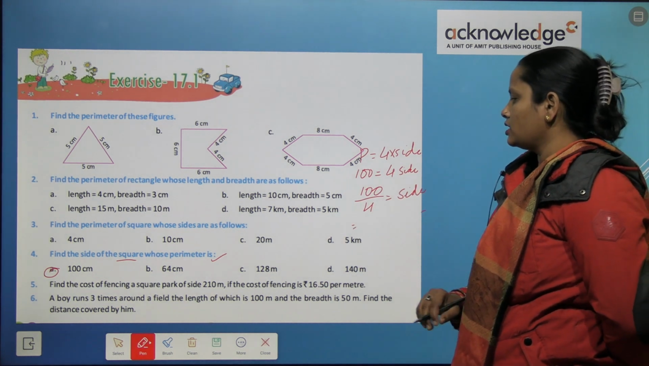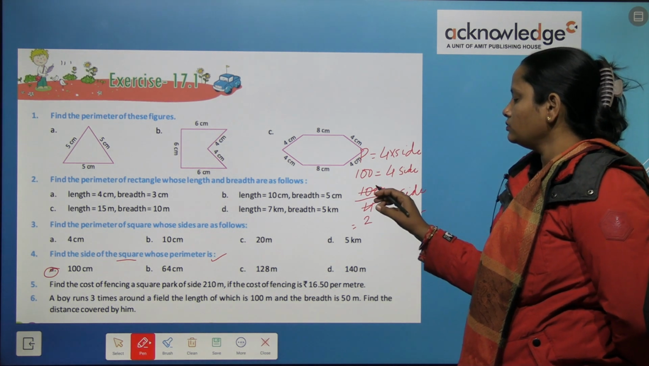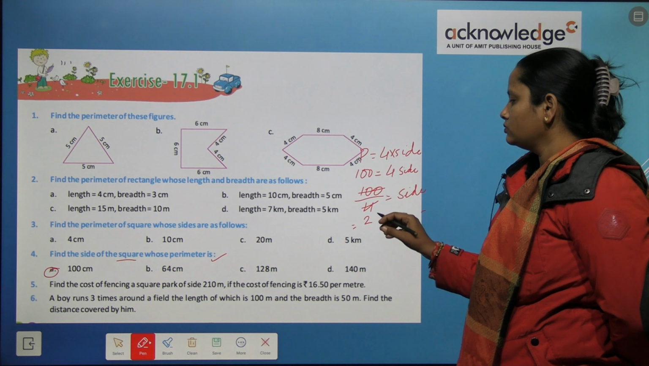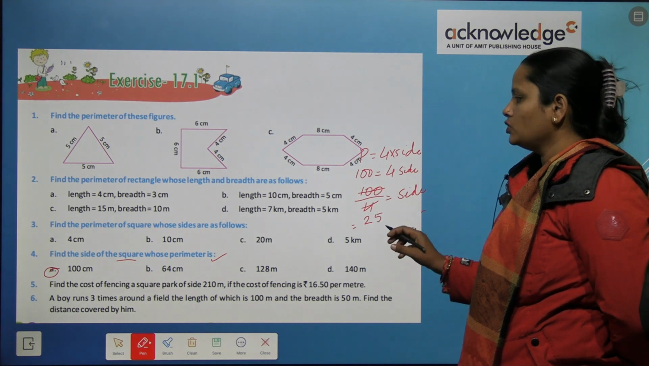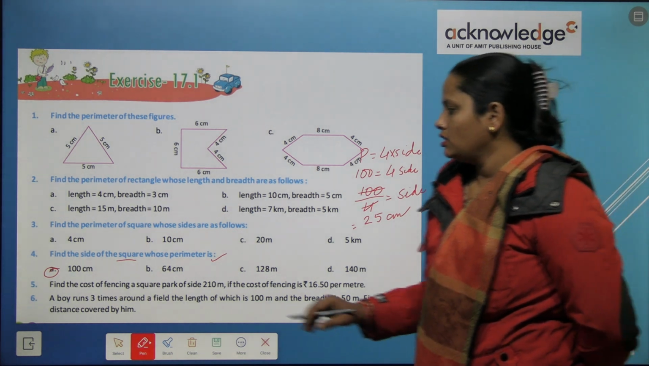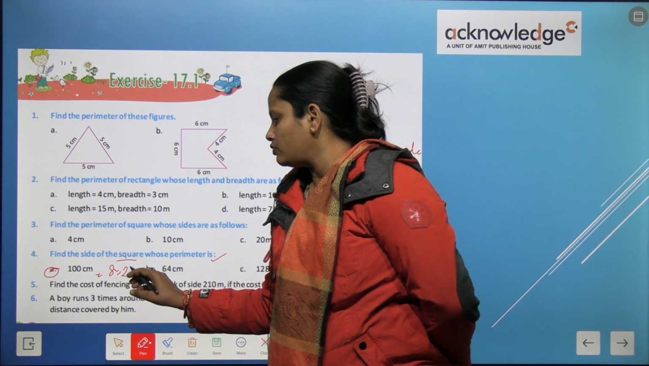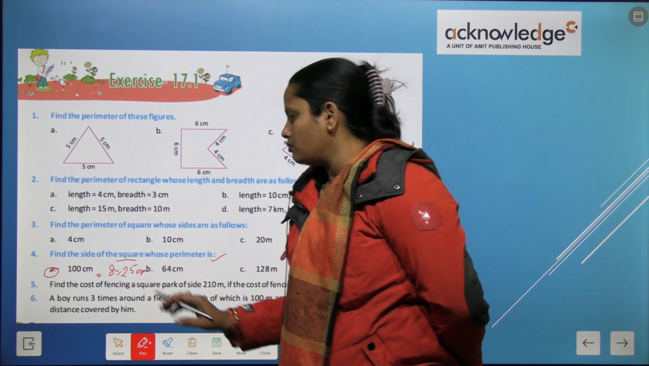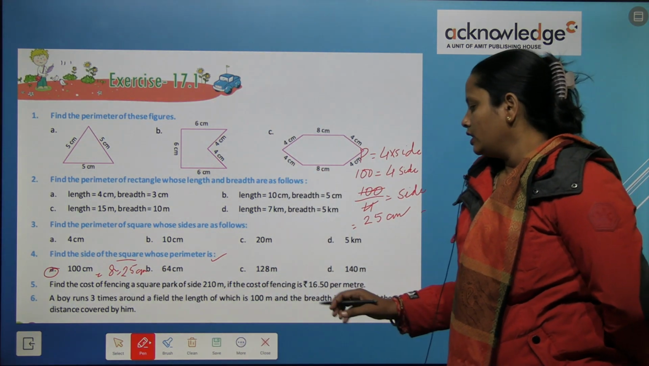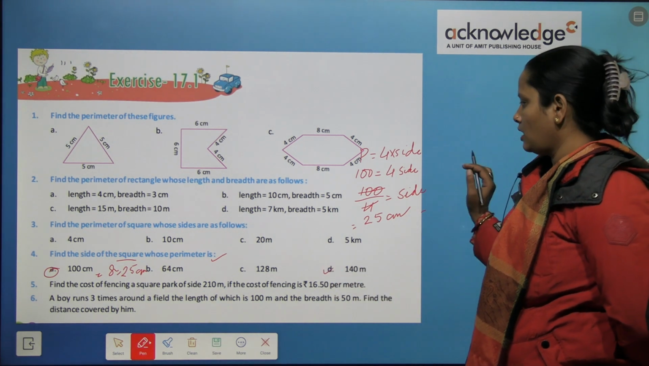So here the answer is 25 centimeter. So here one side is 25 centimeter. I hope this is clear. Now let's do this question, D part.